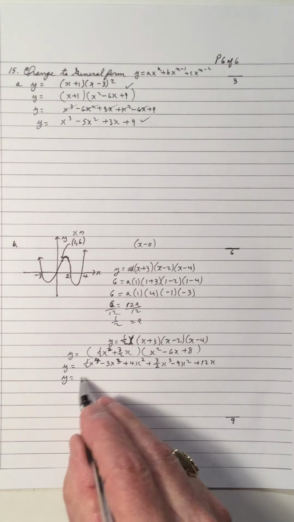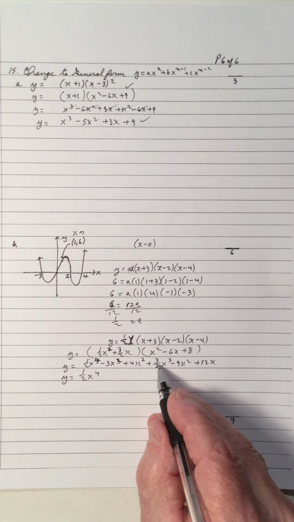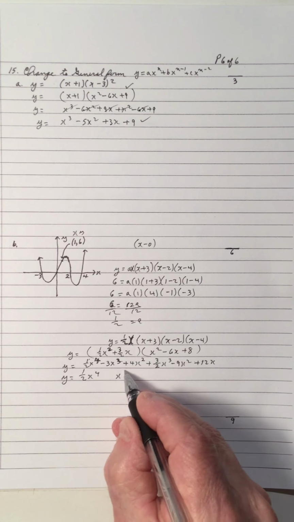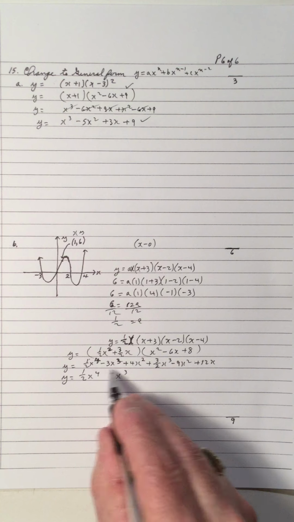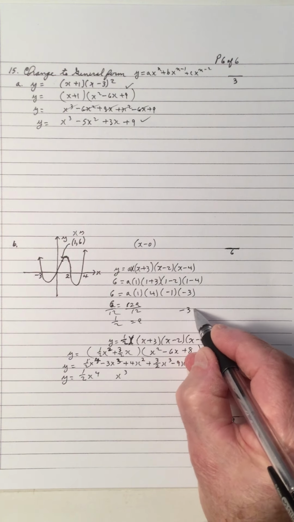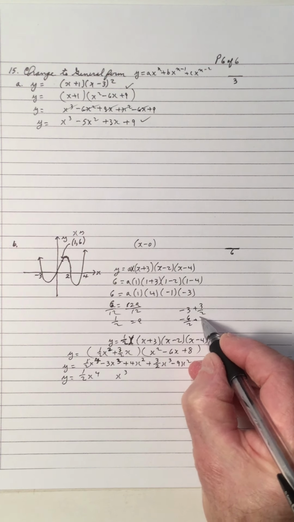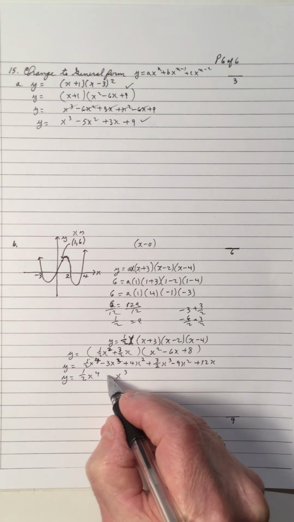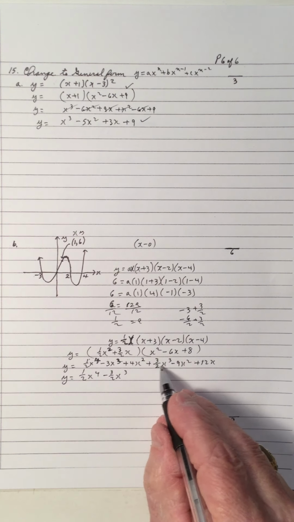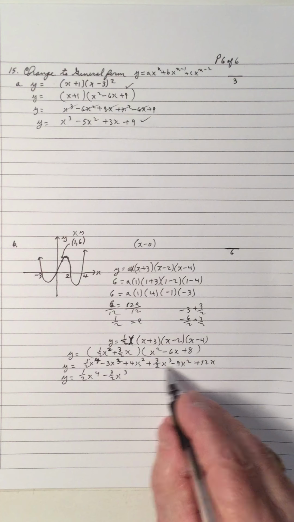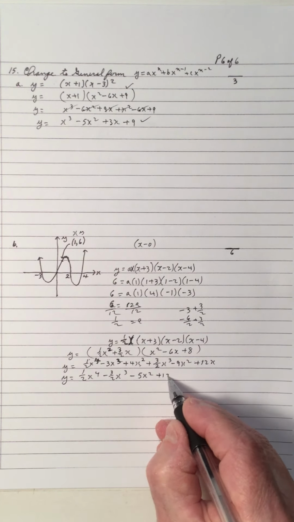And now we have to add this up as a half x to the 4th, and we have x cubed. We have -3, add on 3/2, that's -6/2 add on 3/2, so that's -3/2. And we have the squares here. We got -5x squared plus 12x.